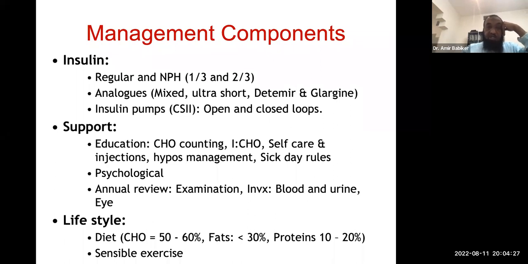ممتاز. طيب الكاري اون. قلنا الكارب كاونتنج وانسولين كارب ماتشنج والسيلف كير انجكشنز وهايبو مانجمنت وسيك داي رولز دي كلها مهمة. So you have a diabetes treating team. So it's not all run by the pediatrician or the diabetologist or the endocrinologist. So you also have the diabetes educator or diabetes dietitian. في امريكا بسموها educator اكثر، في يوروب بسموها diabetes nurse. Then you have the dietitian, you may have the psychologist or play therapist as well, as part of the team. Otherwise, you have collaboration with them and you see the patients annually by the psychological team.